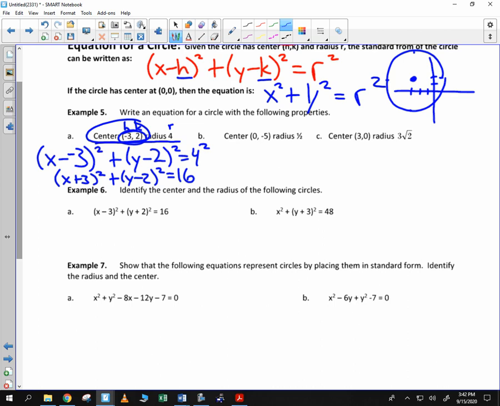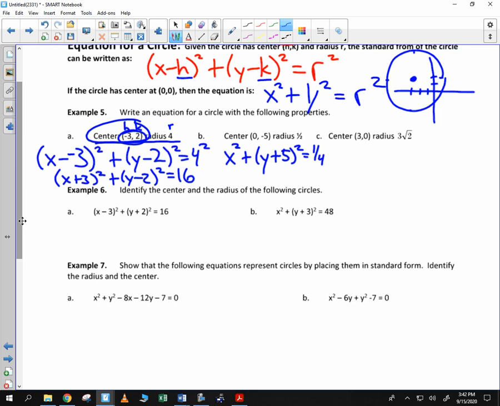Look at this one: center at 0, -5. Since there's 0 for the x, it's just going to be an x squared. And then remember, it's y minus -5, so y plus 5 quantity squared is, the radius is 1/2, I square 1/2, and I get 1/4.